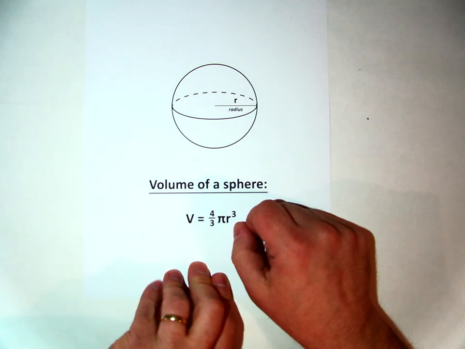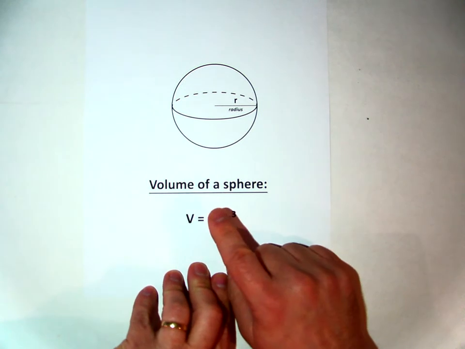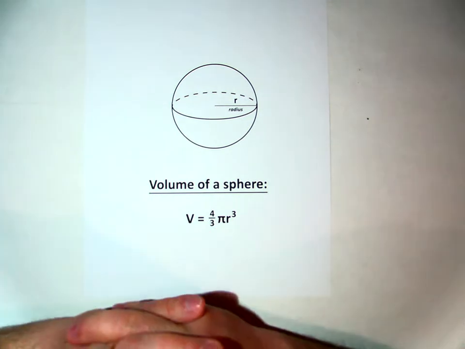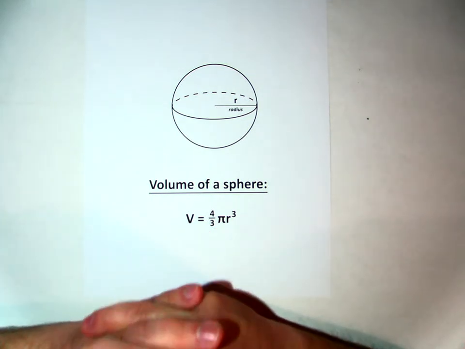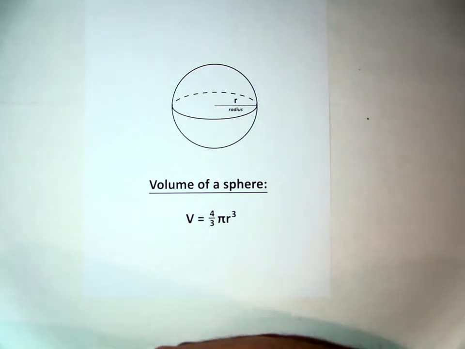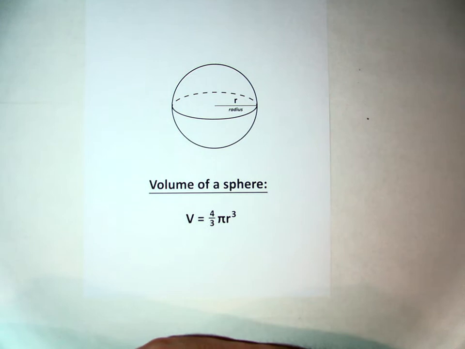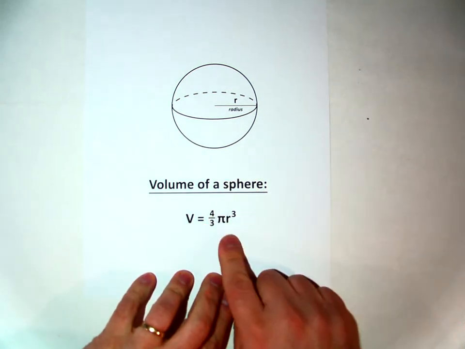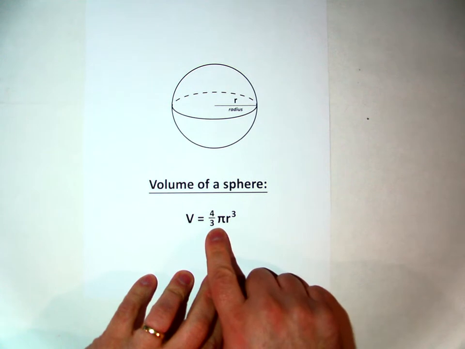Now, I'm not going to go into, in this lesson or even this course, why it's 4/3. That's actually beyond the scope of the parameters for this geometry course. When you get to calculus, whether you get to it senior year or when you're a freshman in college, you're going to learn how to derive this volume formula of a sphere and see why it's actually 4/3.